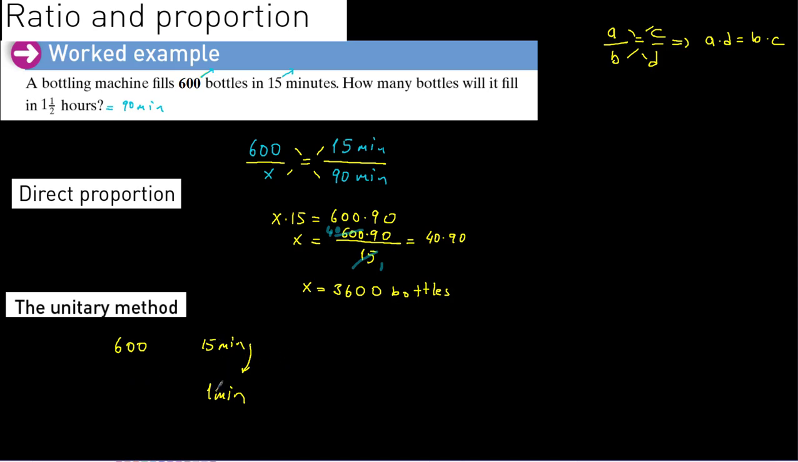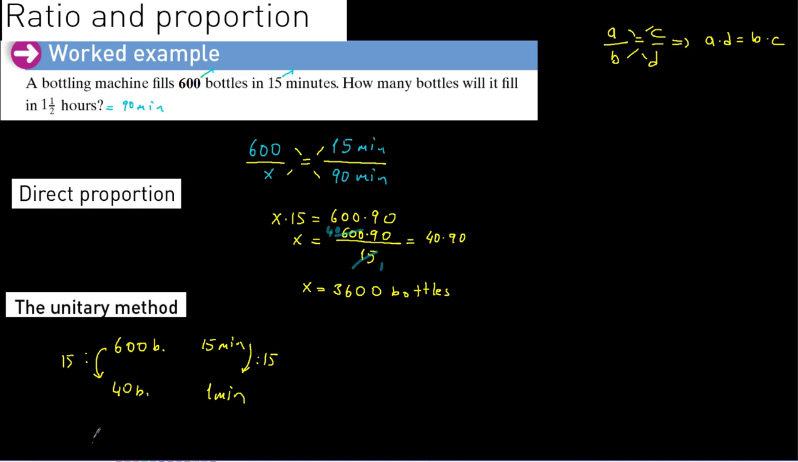So from 15 to 1 minute, I need to divide by 15 to get 1. I need to do the same operation on the other side, which is 600 divided by 15, and it is going to be equal to 40. So in 1 minute, 40 bottles it should be.